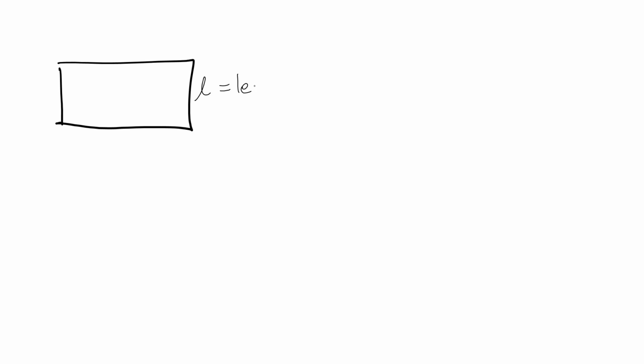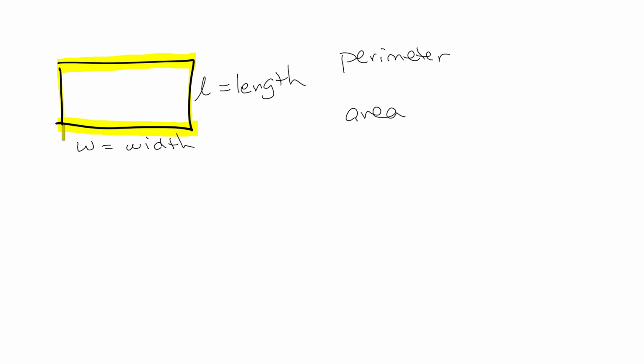So L for length and W for width. Okay, and then we have the perimeter and we have the area. So again, if we're going around the fence, we have 2 W's and 2 L's. So 2 W's plus 2 L's. Now for the area, we have here in the center, length times width. Okay, now I'm going to delete that actually, but we have length times width.